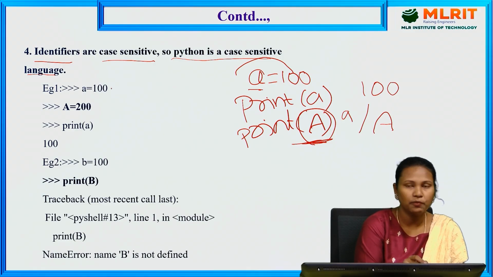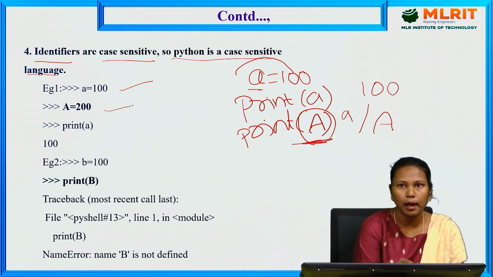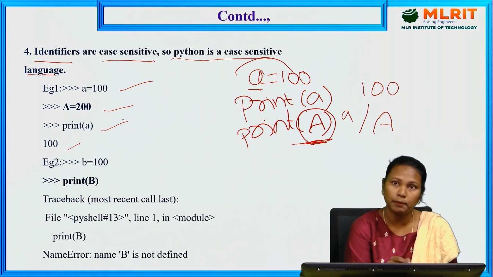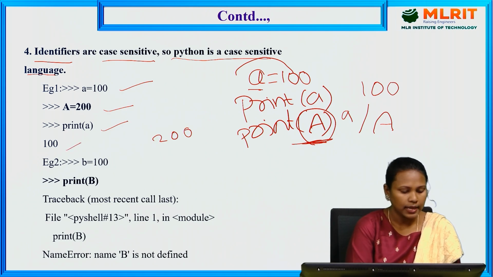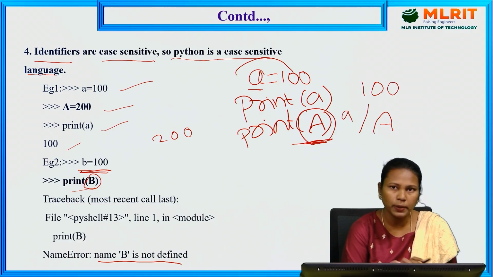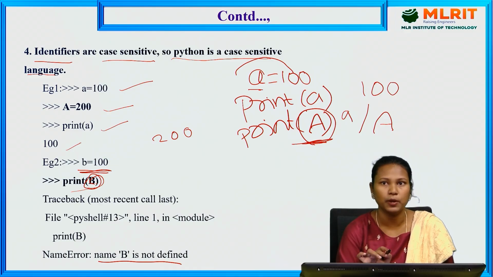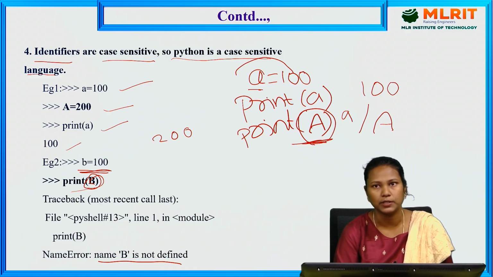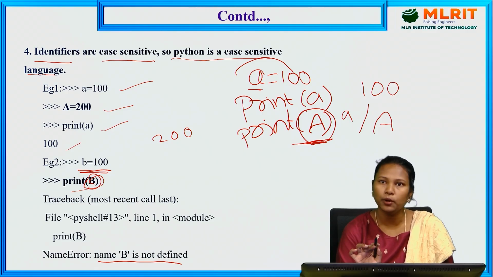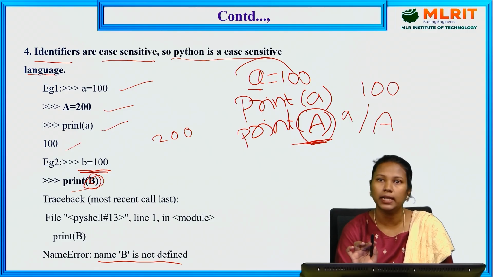Here are some examples: a is equal to 100 and capital A equal to 200. If you are printing small a, it prints 100. If you are printing capital A, it prints 200. See another example: b is equal to 100, print B, capital B given. It shows an error, name B is not defined. The small b is defined, but you are printing capital B, so it shows name B is not defined because it is a case sensitive language. Whatever case you used, depending on that only you have to use the particular identifier.